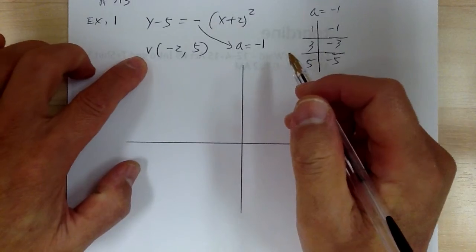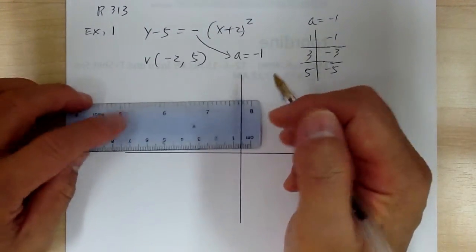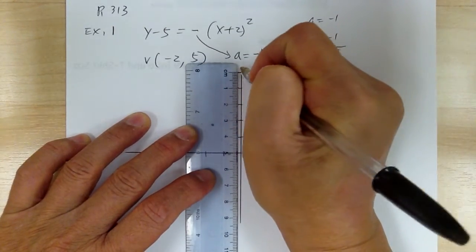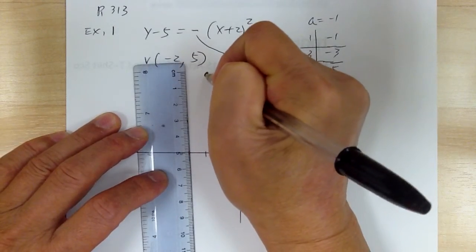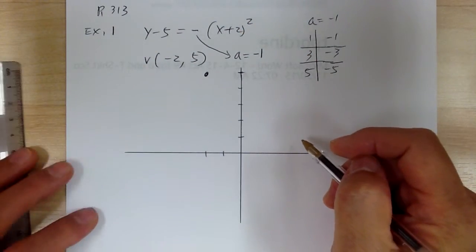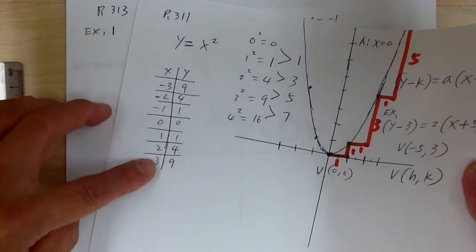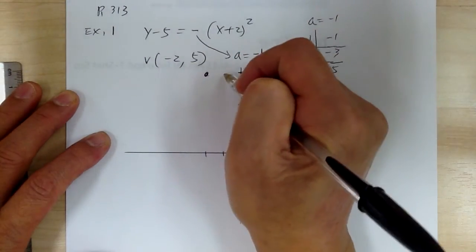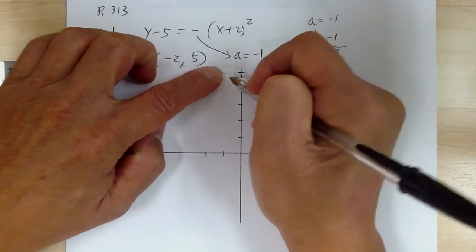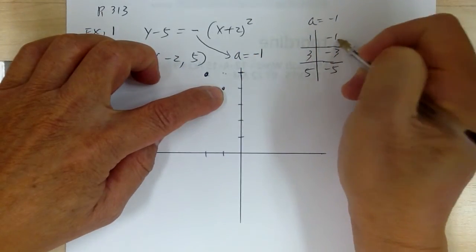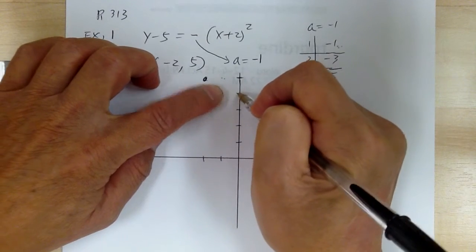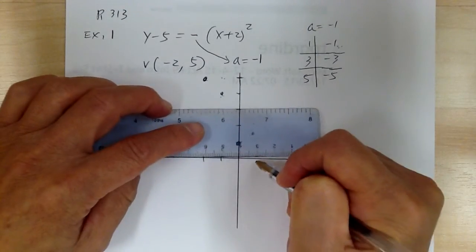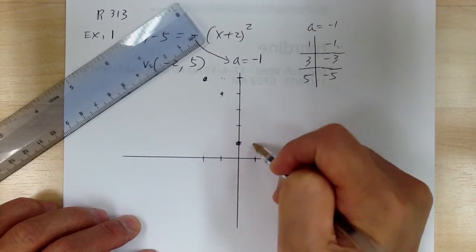So let's plot the vertex first. Vertex is negative 2, 5. So that's my vertex. Now remember what I said about using the differential technique. That way you don't have to do the table. It takes forever. So this is how it works. You go over 1, and the first time you go over, you go down 1. That's the first number over here. Next time you go over 1, you go down 3. See the negative 1, negative 3, negative 5. Then you go over one more time, and you go down by 5.